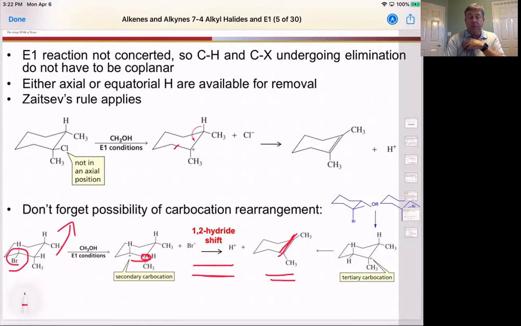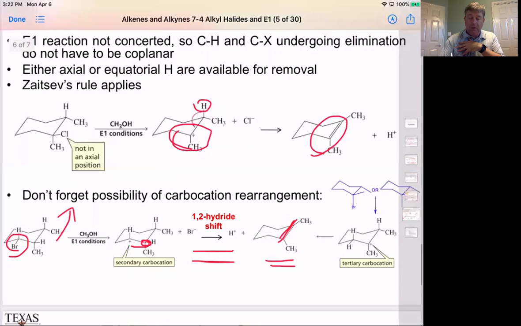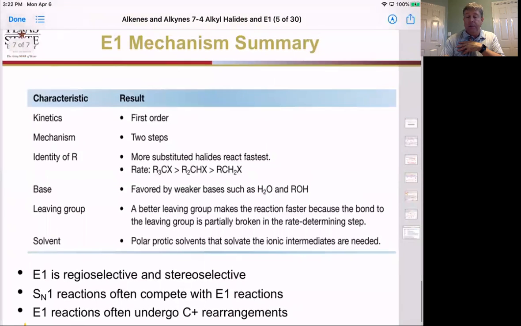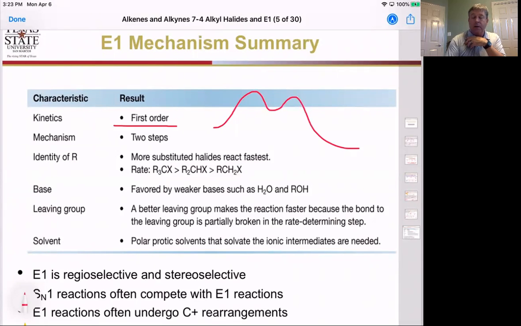And again, we're moving through this trigonal planar system, so it doesn't matter whether this hydrogen is equatorial or axial when it leaves. It really doesn't matter, and Zaitsev's rule can always apply. Okay, so in summary, because all it depends upon is the alkyl halide, we have a first order reaction. The reaction happens in two steps. We form our carbocation intermediate, and then we form our second transition state and our product here.